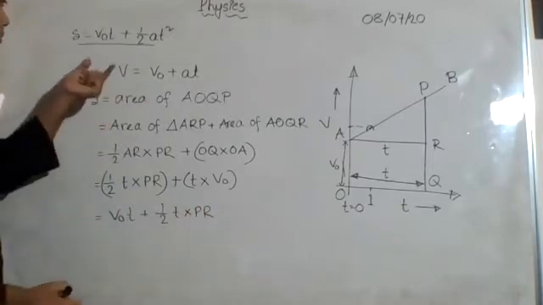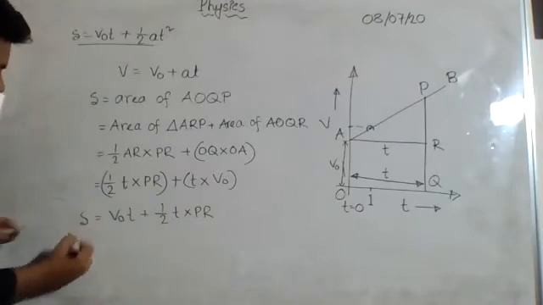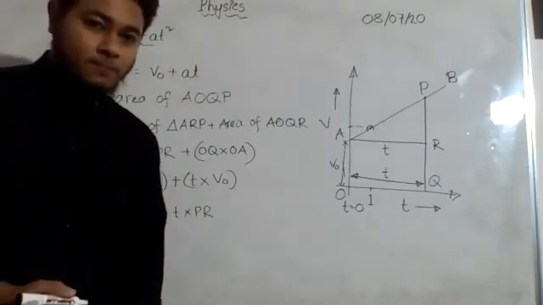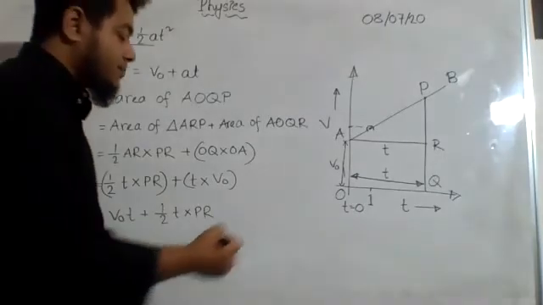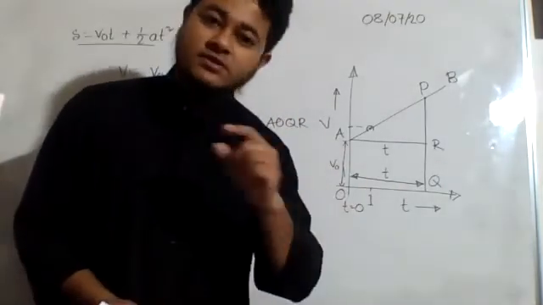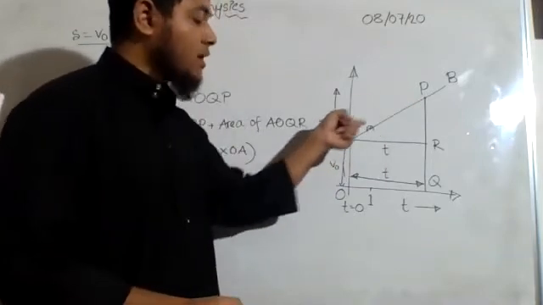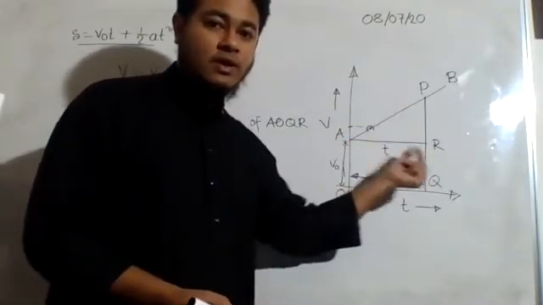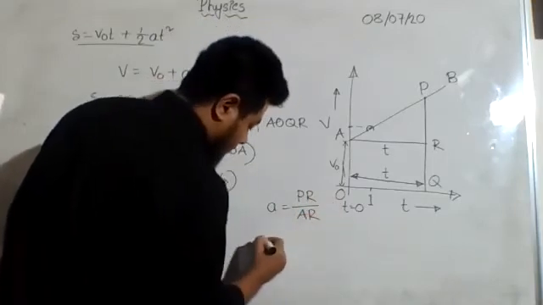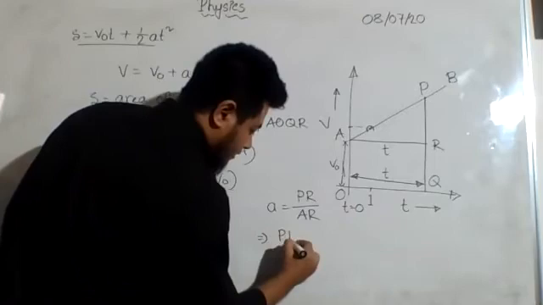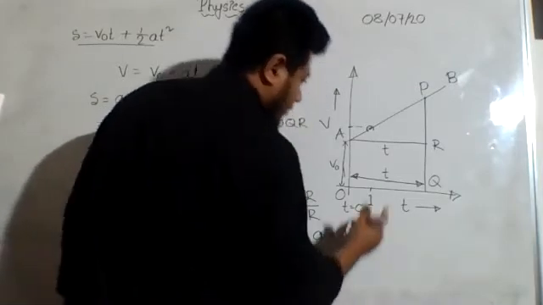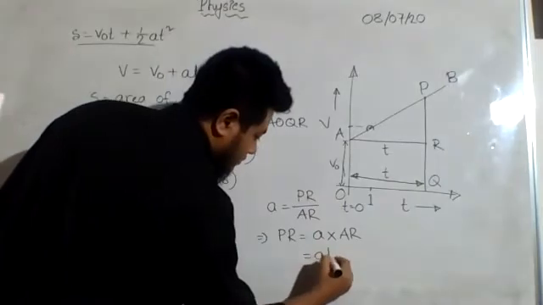So you see we are almost there. We want to prove S is equal to V naught T plus half A T square. Half T is there. We need to find out the value of PR only. Now how can I find the value of PR? If you remember, acceleration is the slope of the velocity versus time graph. So if I want to find the slope here, how can I find it? It is rise over run. So the slope is PR divided by AR. I need to find PR, so it will be equal to A into AR. Now what is AR? That is T. So this will be equal to AT.